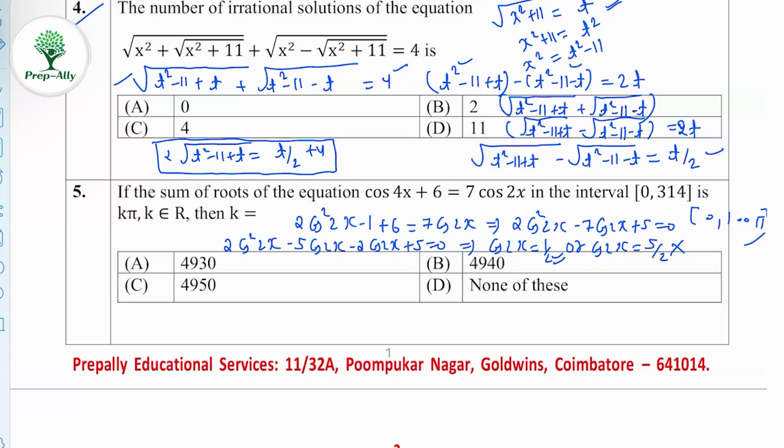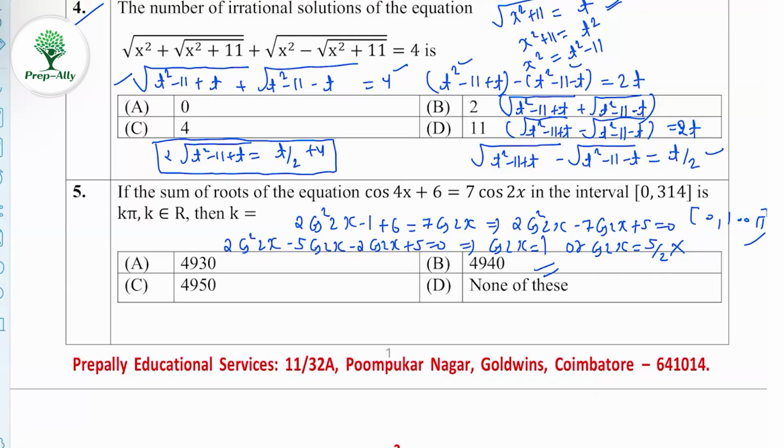2 cos 2x, cos 2x, 2 cos... I think cos 2x is equal to 1 will come, right? Cos 2x is equal to 1. So now you can calculate. Okay, cos 2x is 1. So when cos 2x is 1, when x is equal to what?